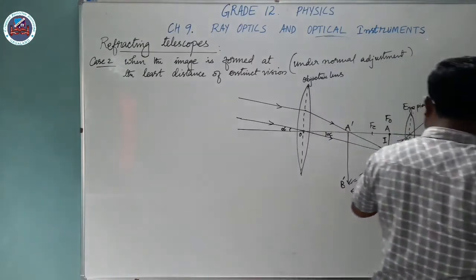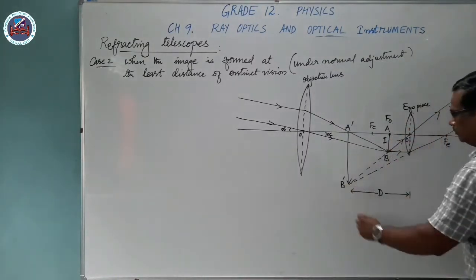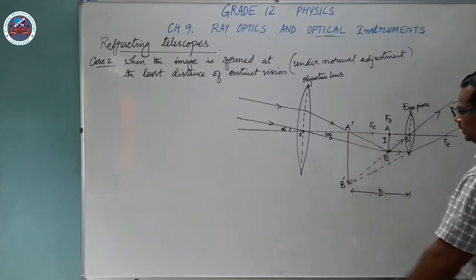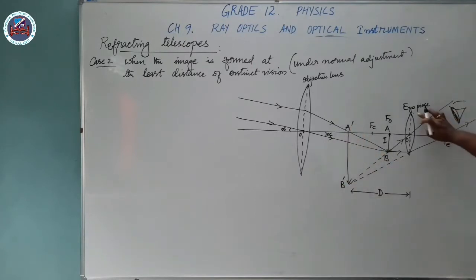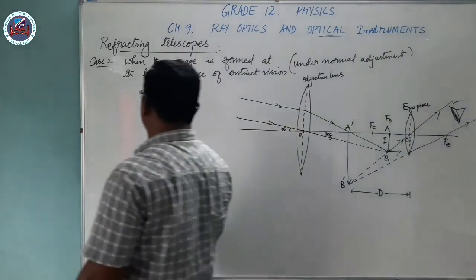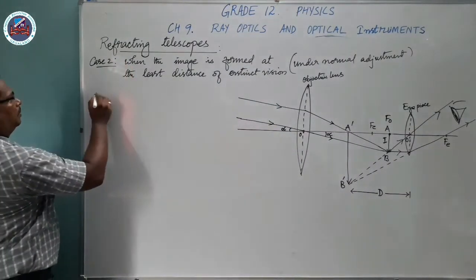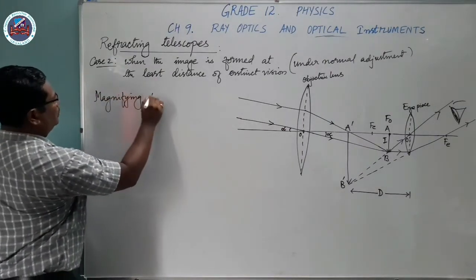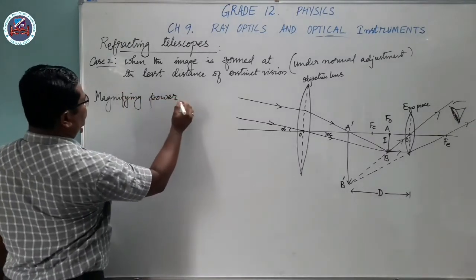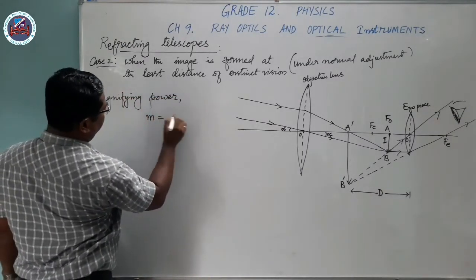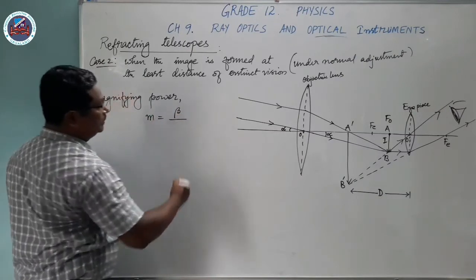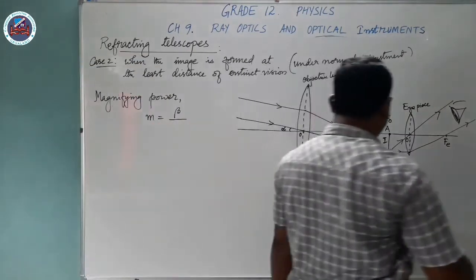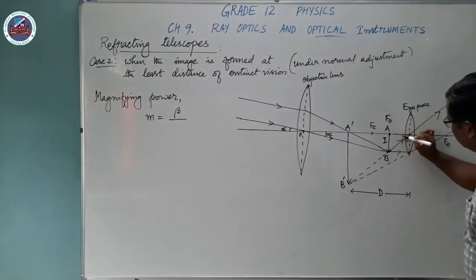And then this lens magnifies the image and makes it larger, and the final image is formed at A'B'. So this is the working principle of a refracting telescope under normal adjustment. Now, to find out its magnifying power, as you know, M is equal to the angle subtended at the eye while viewing the final image, that is beta.